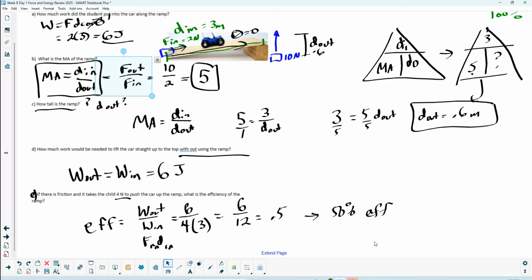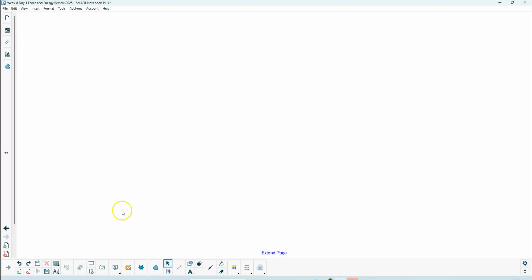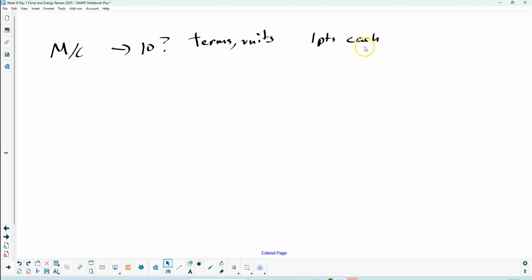Let me just talk about the test briefly before I let you guys go. So the test you're gonna have, there's a multiple choice section. There are 10 questions. That's mostly terms, units, ideas like that. Ideas with energies and forces and what types of ideas those are. Those are 1 point apiece. So that's 10 points out of the 100.